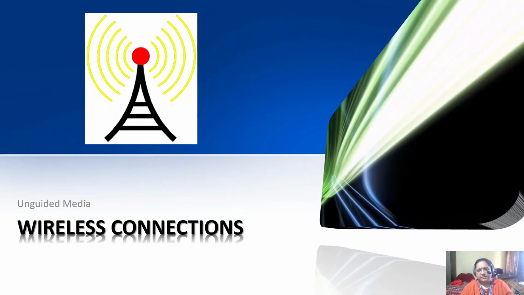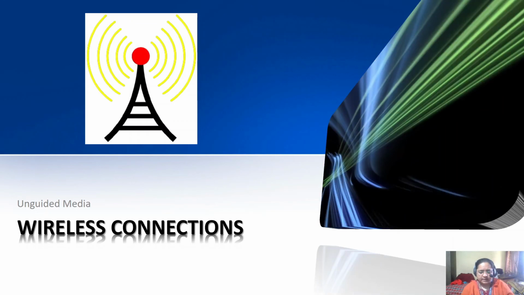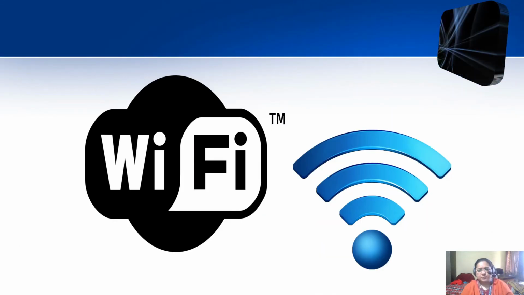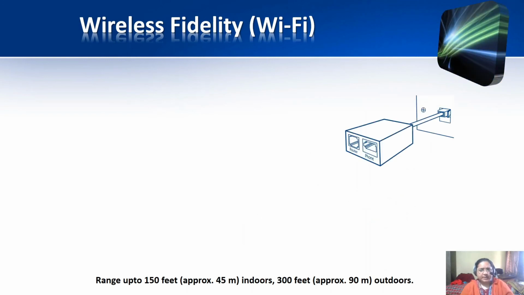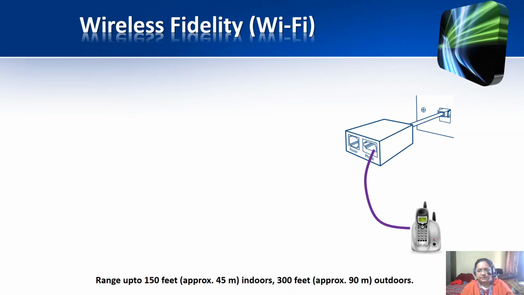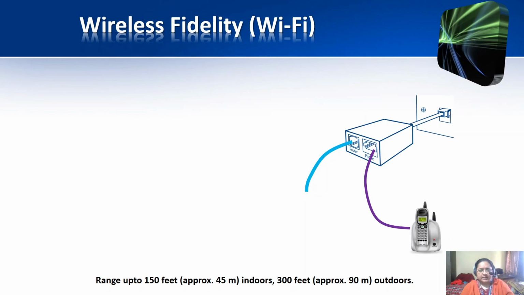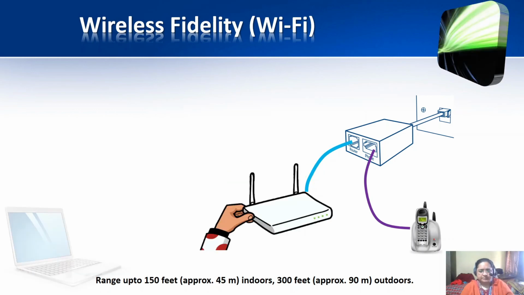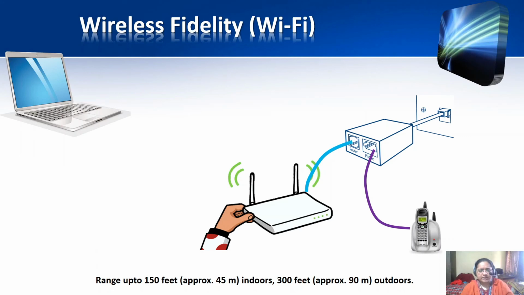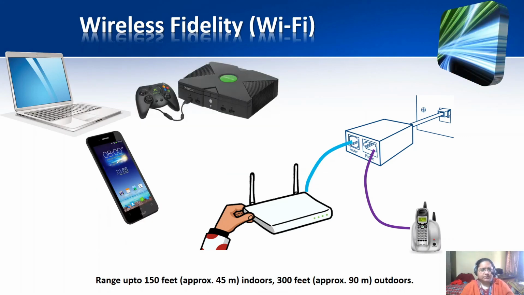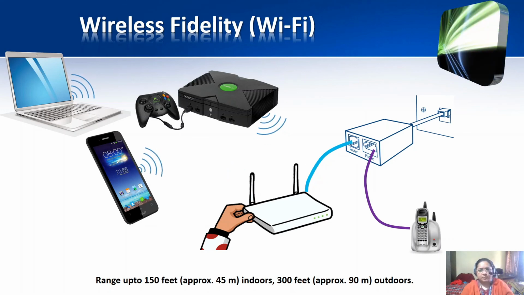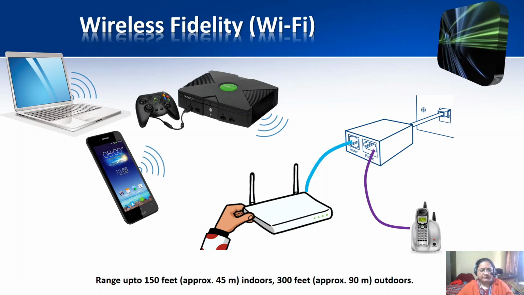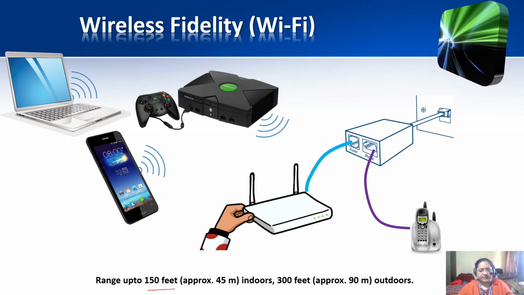Next is unguided media, that is wireless connections. In that, the most prominent one is the Wi-Fi which we use, which is actually wireless fidelity. Usually we have a splitter where one end is connected to the phone, and the other end goes into the router, that is your router modem. Through this you can connect various devices: gaming consoles, smartphones, laptops, etc. Range is up to 150 feet indoors and 300 feet outdoors.